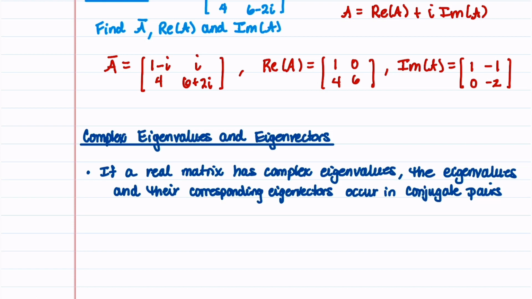Before we do an example where we find complex eigenvalues and eigenvectors, let's note that if a real matrix has complex eigenvalues, the eigenvalues and their corresponding eigenvectors occur in conjugate pairs. This is great news because it's going to cut our work in half, because once we find one eigenvalue, we can find the other eigenvalue. Same thing with the eigenvectors.